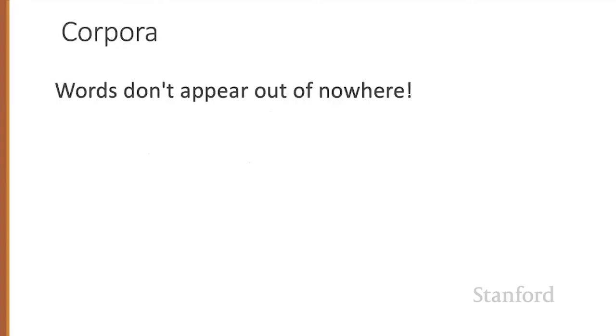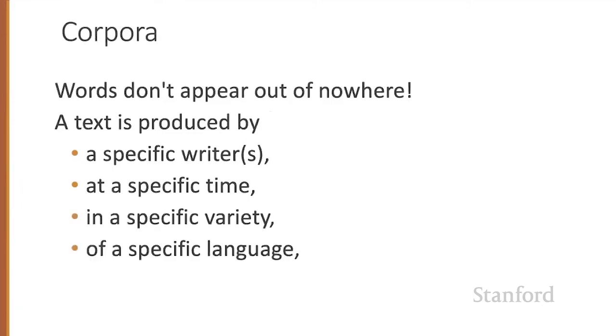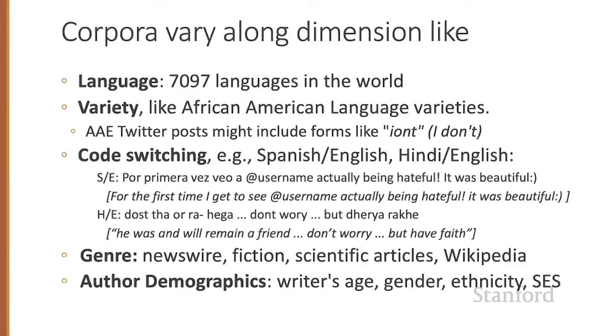Now, words don't appear in a corpus out of nowhere. A text is produced by a specific writer at a specific time in a specific variety of that specific language, and for a specific function. So when we think about corpora, we want to think about these properties. So a corpus might vary along different dimensions. So for example, there's about 7,000 languages in the world. What it means to be a word is different from one language to another. And inside these languages, we have different varieties. So just for example, in American English, there's a variety of African-American language varieties. So African-American English Twitter posts might use words like "iont", the short form for "I don't".